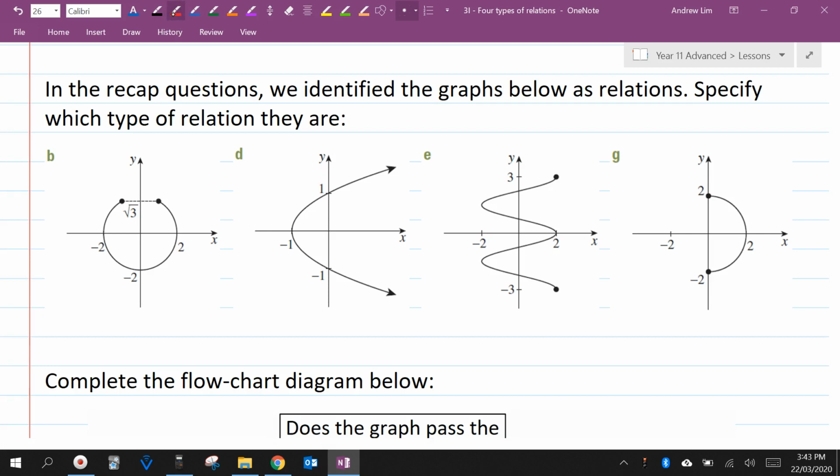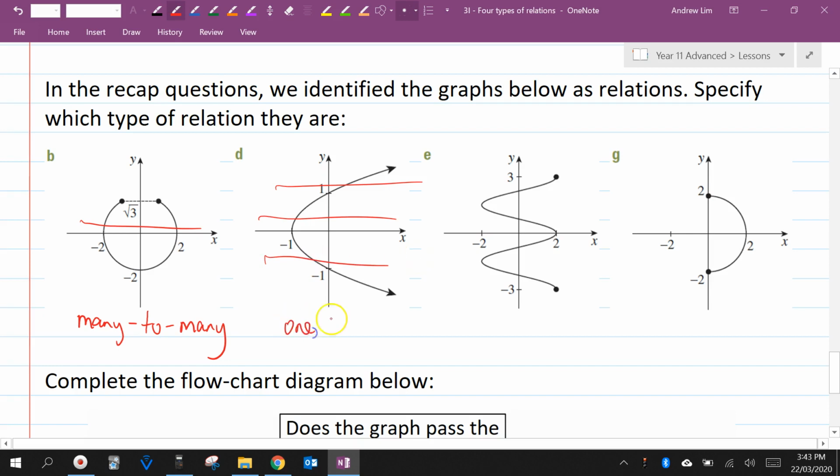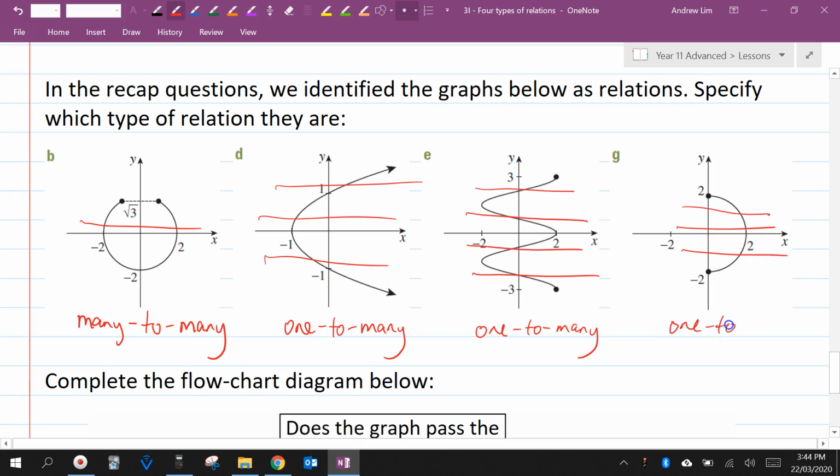Okay, so question B, we know that they all fail the vertical line test, so the only thing we really need to do is test the horizontal line test. Fails, so it's many-to-many. Passes all of them, one-to-many. Passes all of them, one-to-many. Passes all of them, one-to-many.